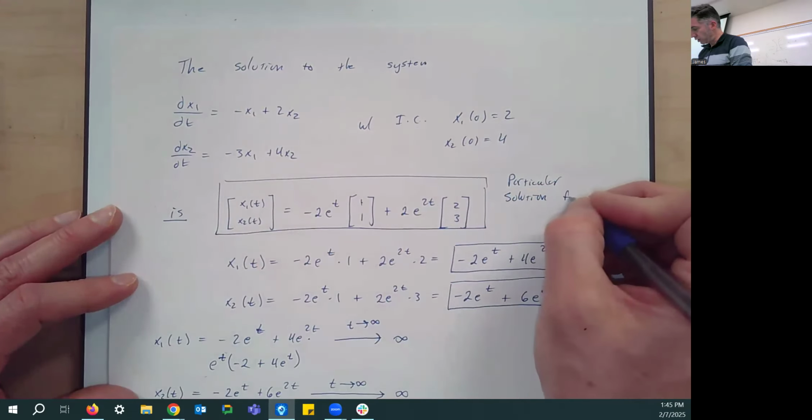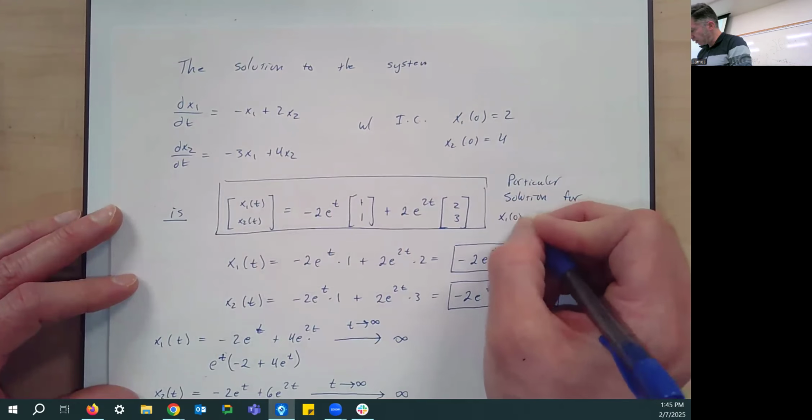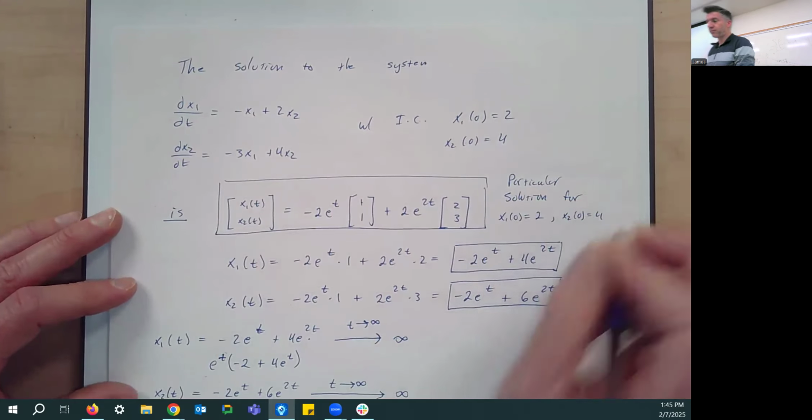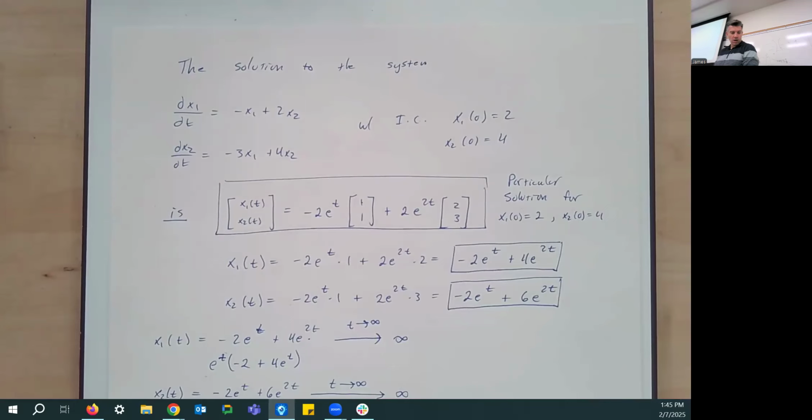For our initial conditions, x1 of 0 equals 2, x2 of 0 equals 4. Is there anything else I want to say here? I think we're good. Let's go ahead and look at one other thing. I want to remind you about where this solution came from, at least ideologically.